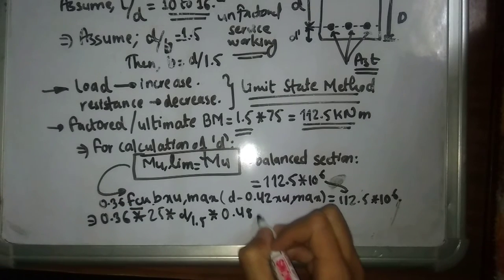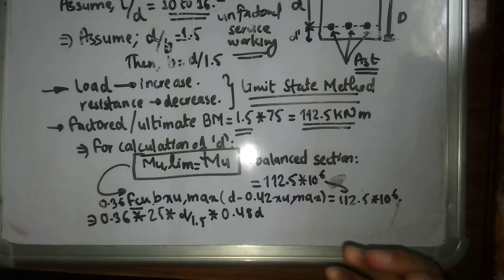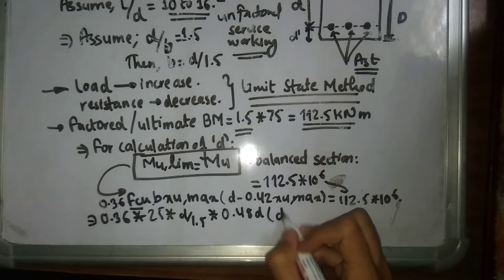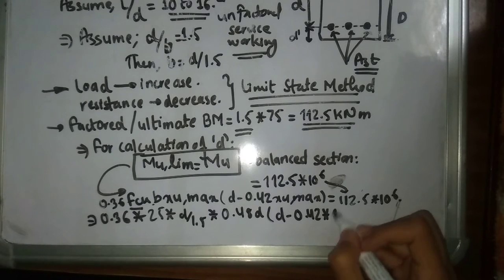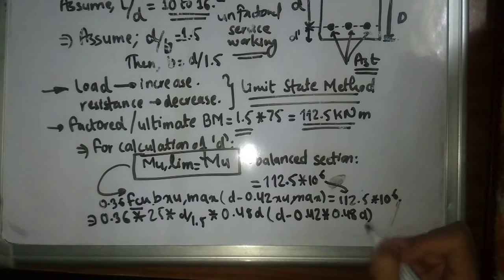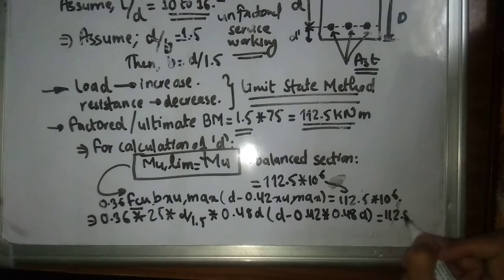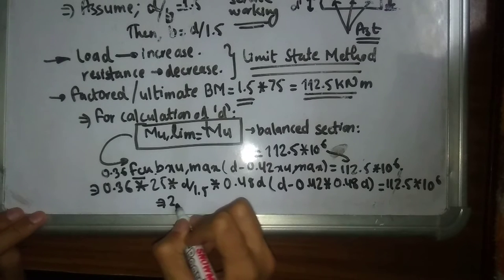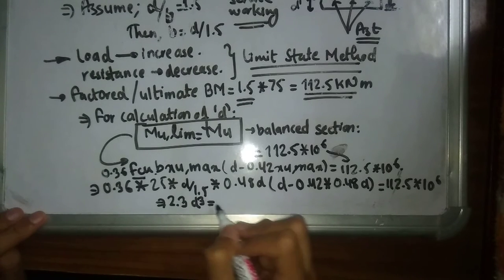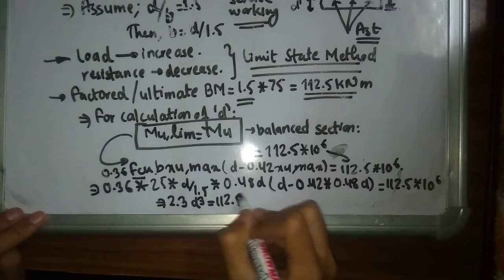So for some small values, you can remember them as well, or else we can turn on your code as well. So we have next D minus 0.42. Again, the value of Xu max is going to be 0.48D equals to 112.5 into 10 to the power 6. So it's quite a long equation. So if I go on solving this, I'm going to get this as 2.3 D cube equals to 112.5 into 10 to the power 6.